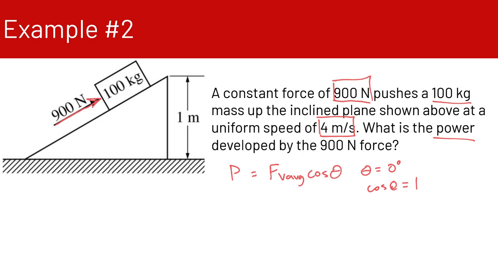Plugging everything into our equation, we have P is equal to 900 newtons times 4 meters per second, which will give us 3,600 watts. So the power developed by the 900 newton force is 3,600 watts to move the block up the ramp at 4 meters per second.